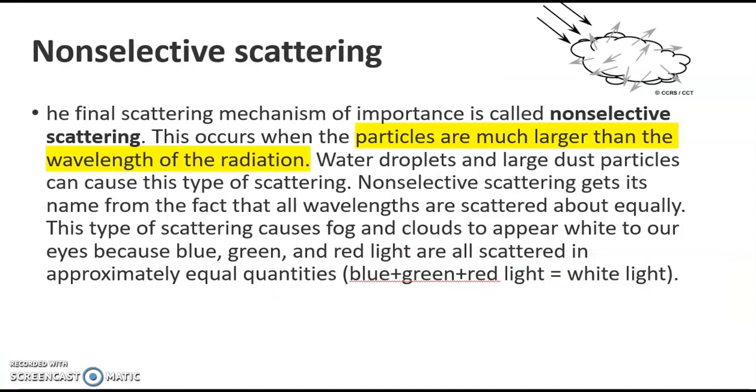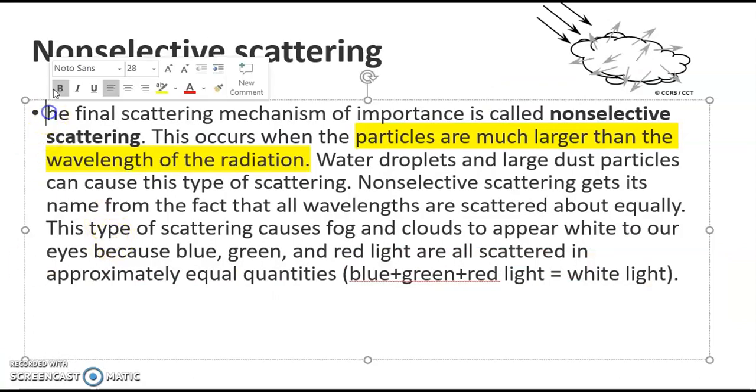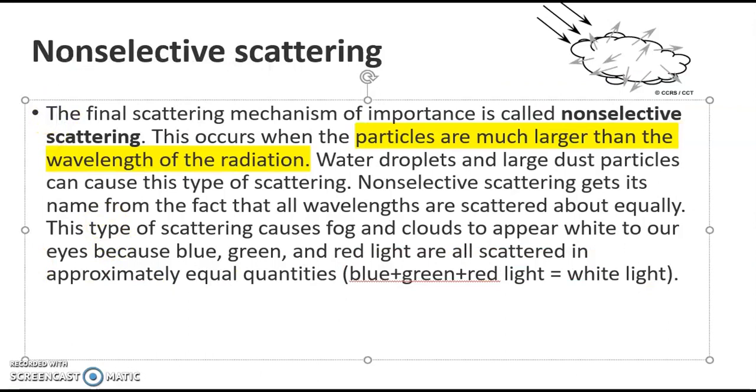Then there is something called non-selective scattering. This is the final scattering mechanism, and it's called non-selective. This occurs when the particles are much larger than the wavelength of the radiation. Water droplets and large dust particles will cause this type of scattering. Non-selective scattering gets its name from the fact that all types of wavelengths get scattered almost equally. So this type of scattering causes fog or clouds to appear white. Why will it appear white? I had told you some time back.